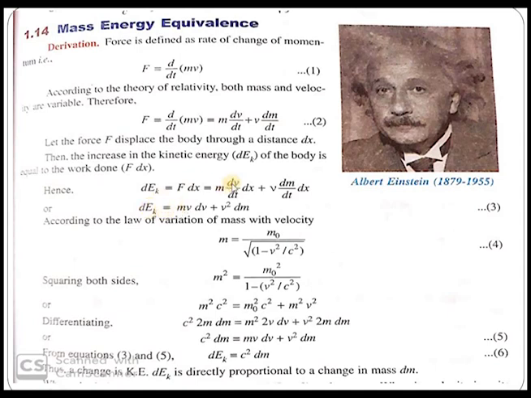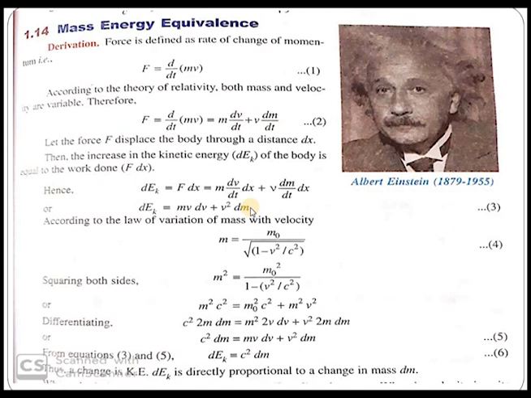So dEk is equal to m into dv by dt into dx plus v into dm by dt into dx. And dx by dt is equal to velocity. So what I'll have is m into v into dv, and here we already have a v, and dx by dt is v, so v into dm, that is v square dm.